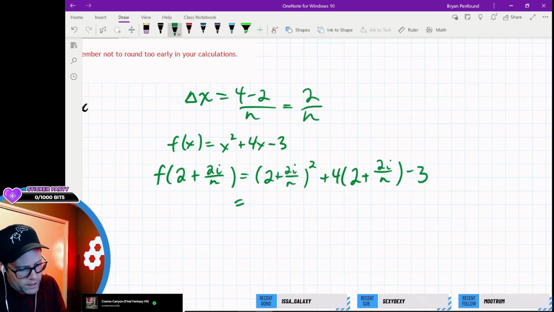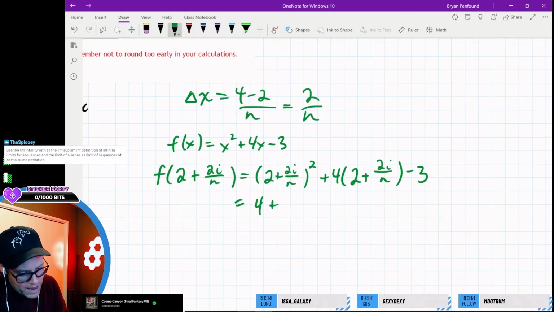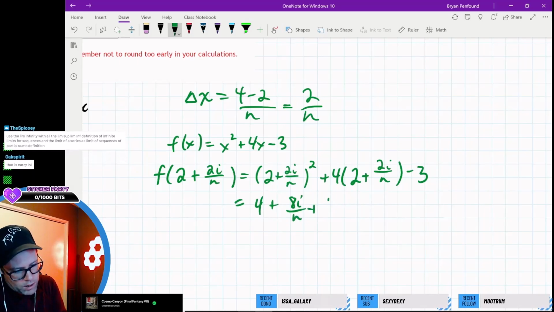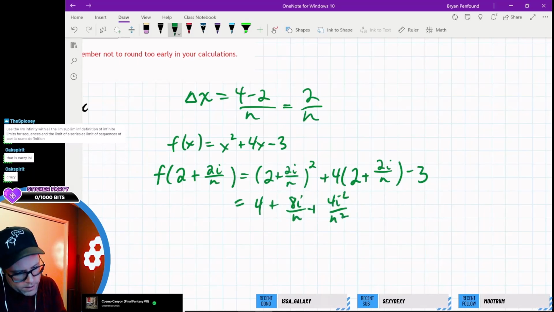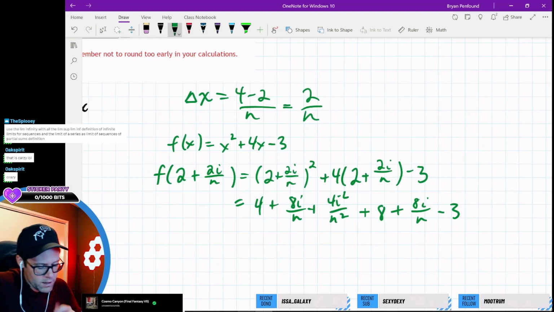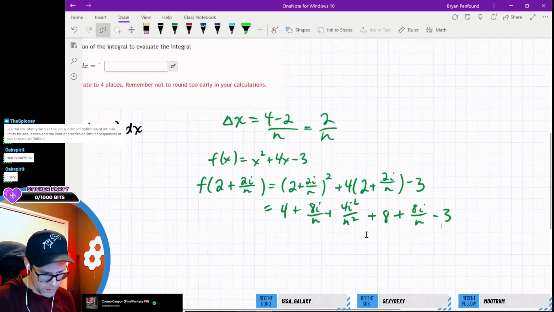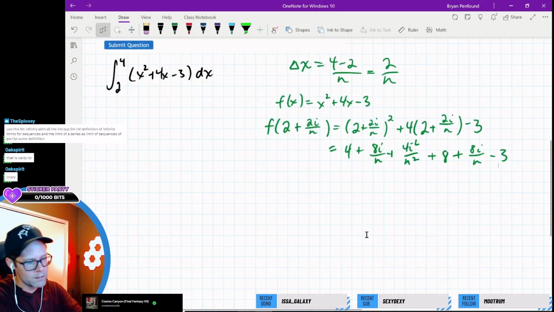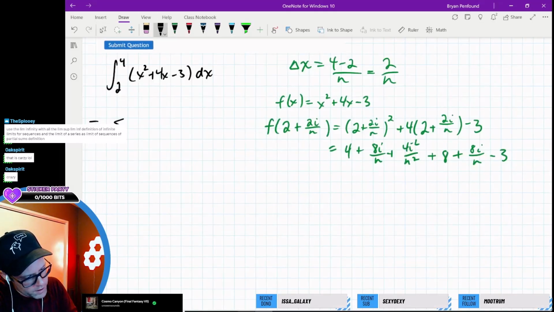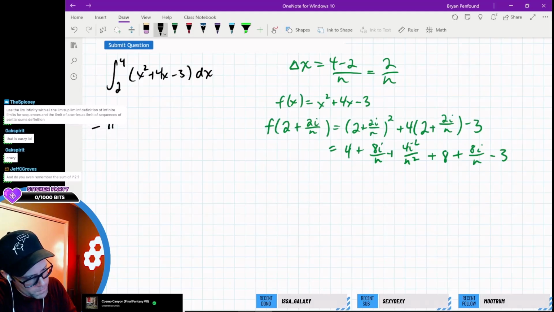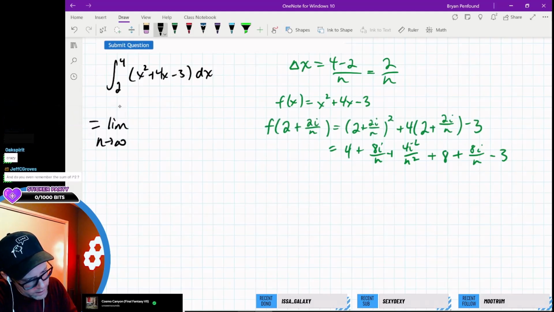But check this out. This is crazy. This is 4 plus 2 times this, which is 2 times 2 times 2, so it's going to be 8i over n plus 4i squared over n squared plus 8 plus 8i over n minus 3. This is going to be the function that we need to work with at any given spot, because what we're doing is we're thinking about this as a limit as the number of rectangles gets really, really big.